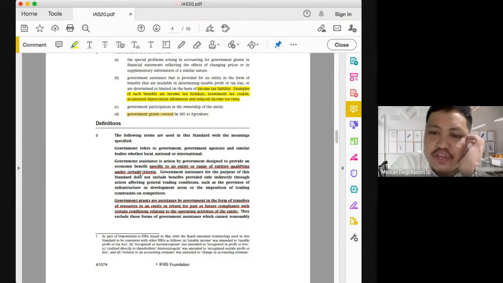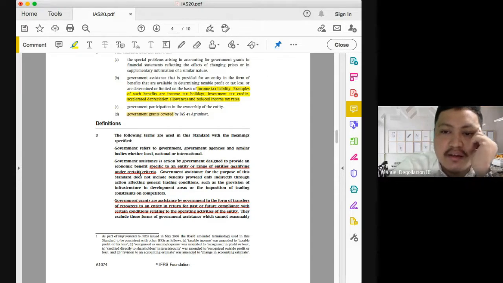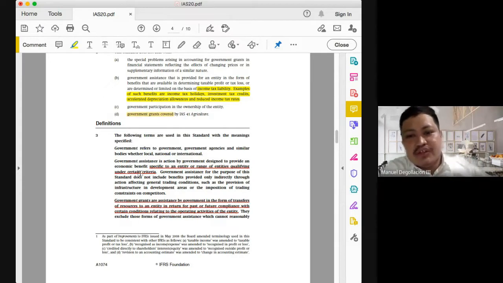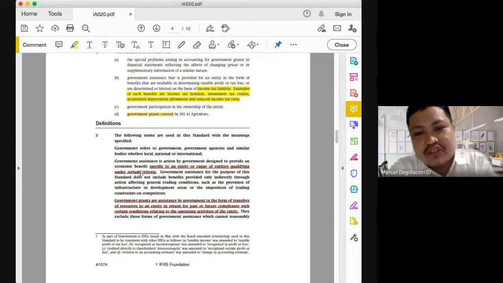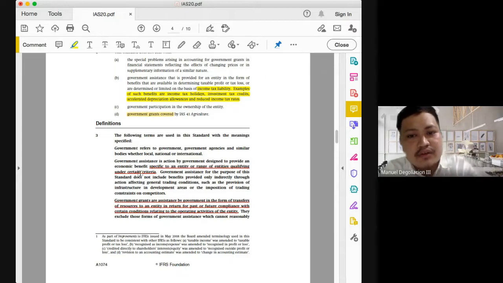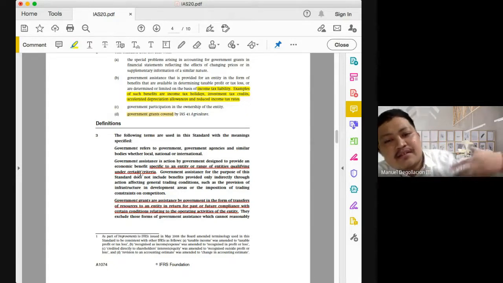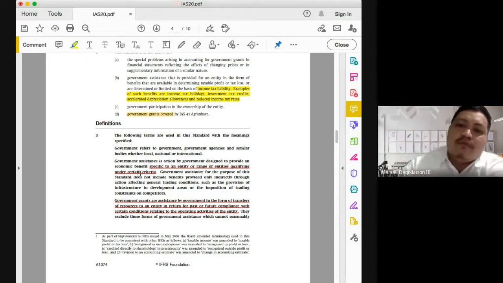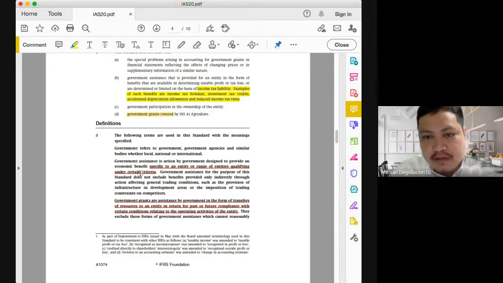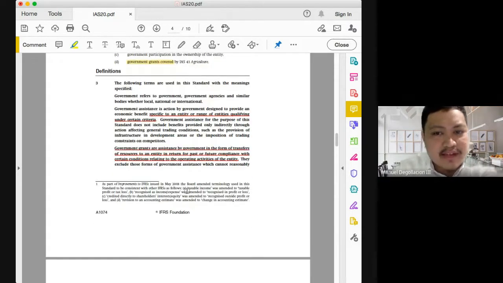So the definition further tells us that government assistance for the purpose of the standard does not include benefits provided only indirectly, through action affecting general trading conditions, such as the provision of infrastructure in development areas or the imposition of trading constraints on competitors. Again, the examples given here will not be considered as government assistance. Therefore, there will be no need for us to make disclosures on these types of benefits derived from actions from the government.